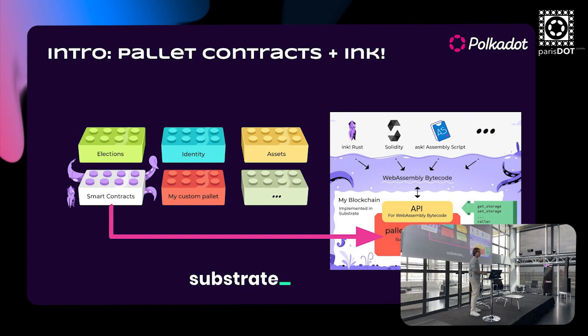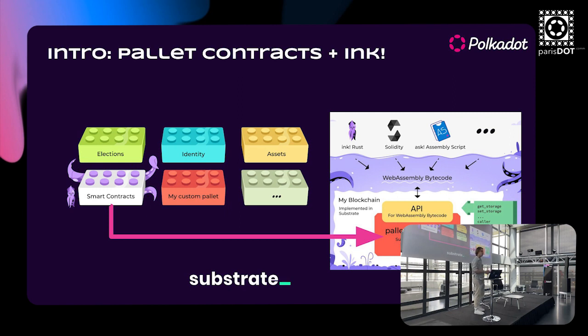So Substrate is an open source blockchain development framework developed by Parity, and it allows you to develop your own runtime and nodes in a modular way. And the modules in Substrate are called pallets. And with pallets, you can essentially compose your runtime and provide the domain-specific functionality. And most of the parachains, if not all of them, in the Polkadot ecosystem are developed with Substrate. And Parity provides a set of maintained and well-developed modules.